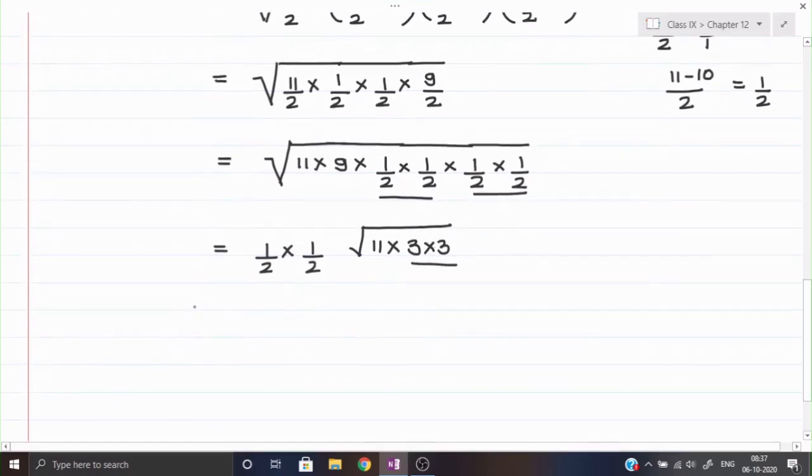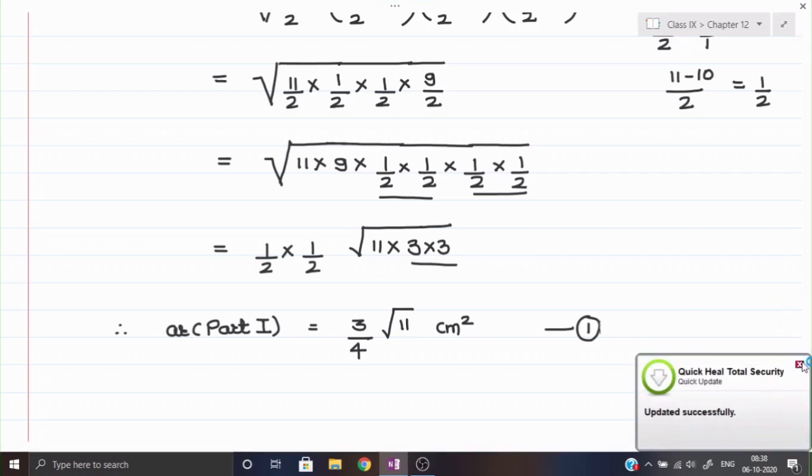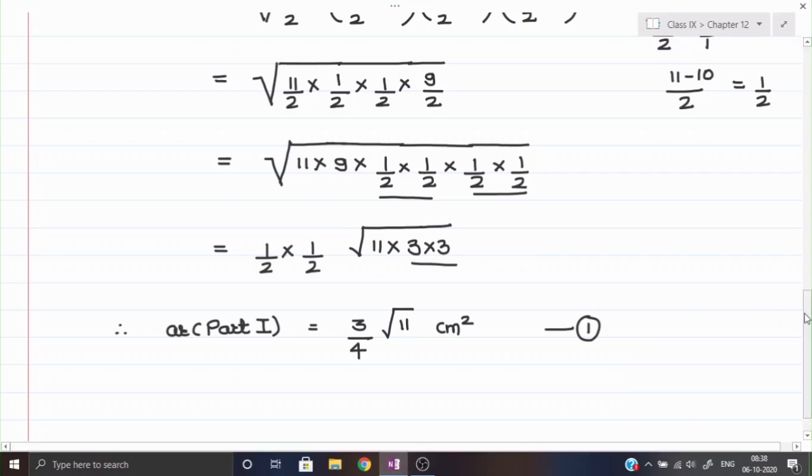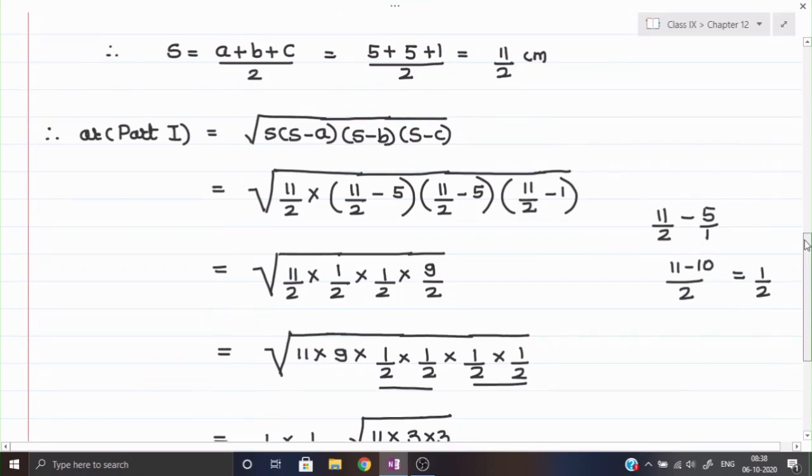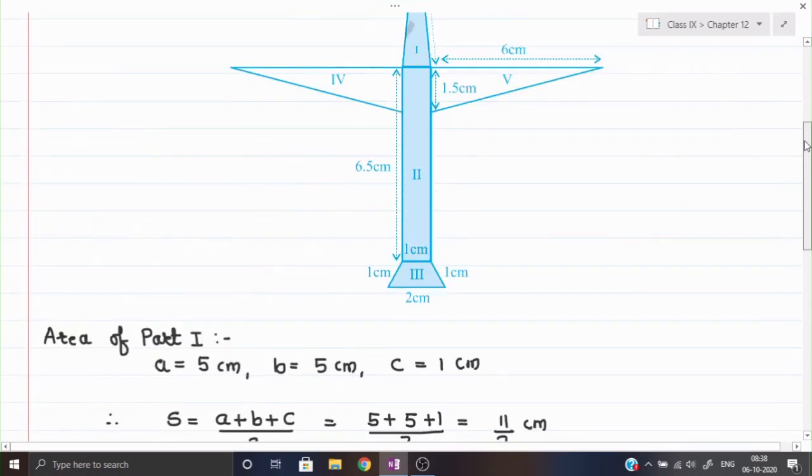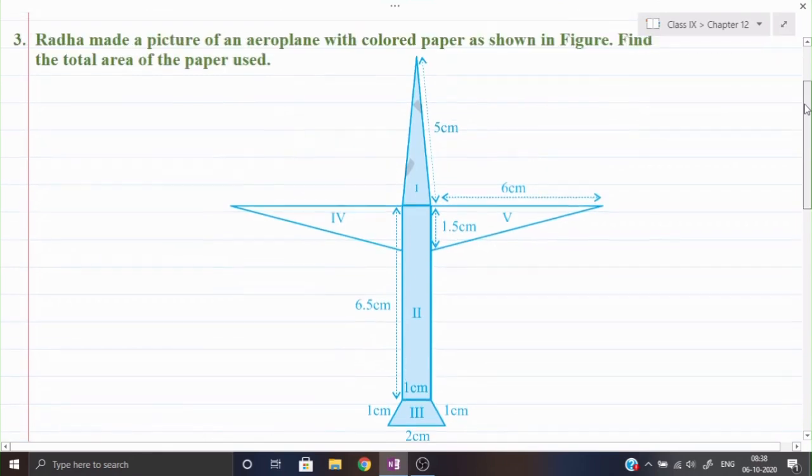Outside it is 1 by 4, so 3 will multiply with that. So we can say that therefore area of part 1 will be equal to 3 upon 4 under root of 11 centimeter square. Okay, this will be our equation number 1, because in equation number 1 the first part area is coming over there. Now further, we shall find out the second part, then we shall go to part number 4 and 5. Because the third part is lengthy, we will do that at last.